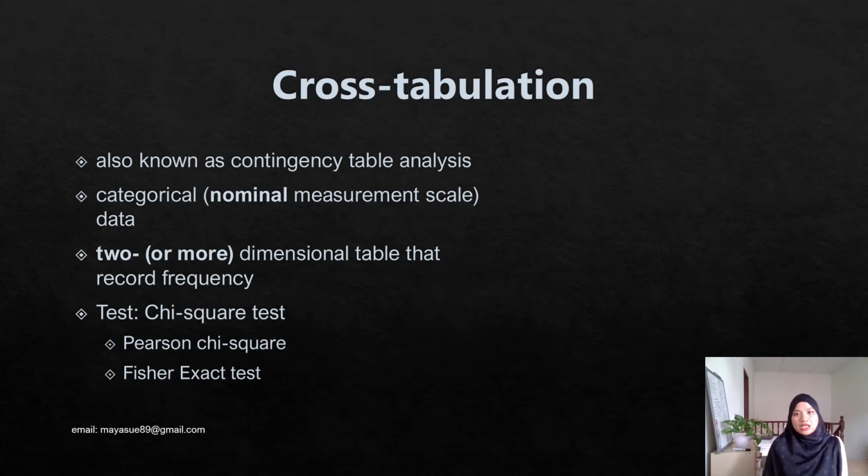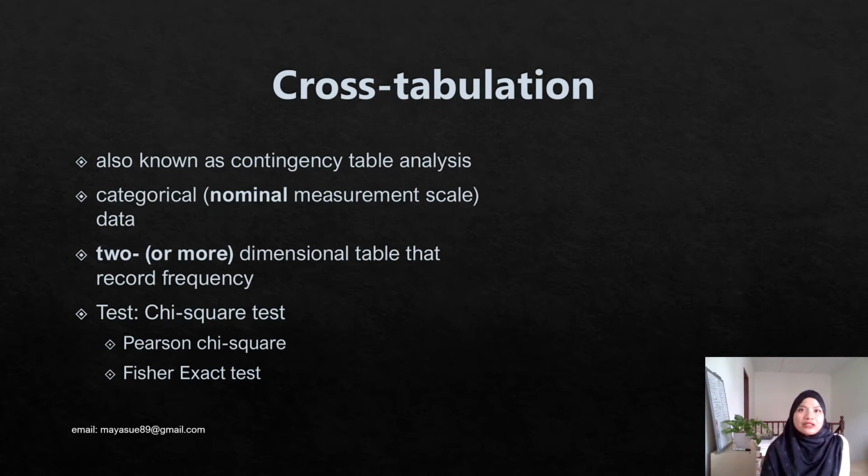First one, cross tabulation. Cross tabulation is actually one of the non-parametric tests. It's also known as contingency table analysis, where we use categorical data, so it should be a nominal measurement scale. What is an example of nominal? It's like ethnicity. What else? Severity, right? Okay, so it's a nominal measurement. It's a two or more dimensional table that records frequency, so it can be more than two.